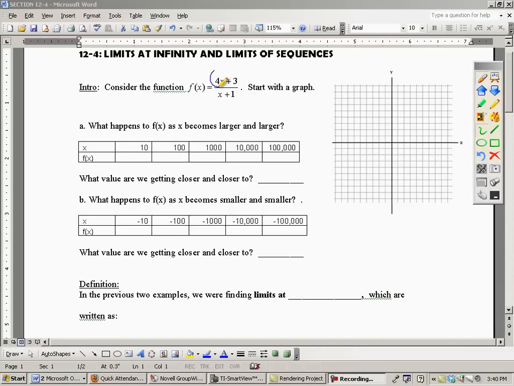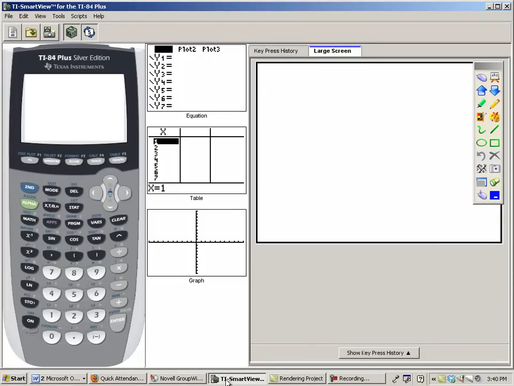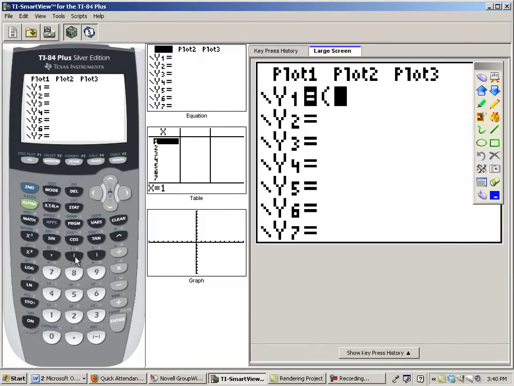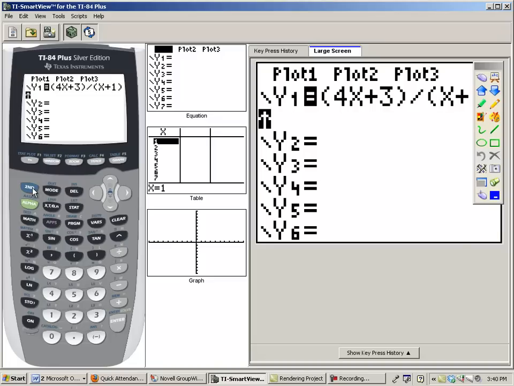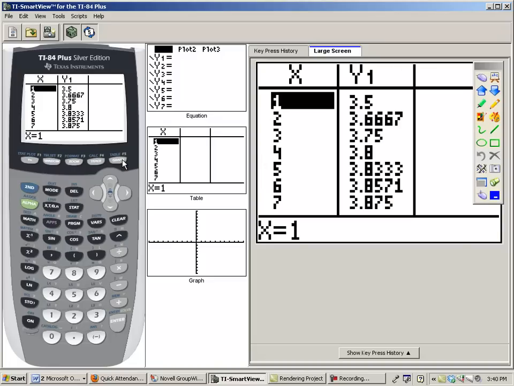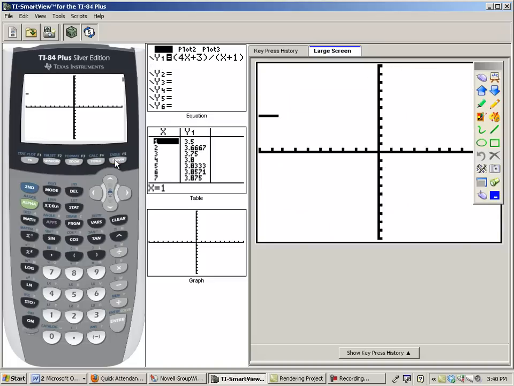And so what I want you to do is put this in your y equals. Don't forget to put in parentheses around the top and the bottom. And so I want to look there. And so what I'm going to do is go to my graph as well. 4x + 3 divided by x + 1. Okay, and we want to look at the graph. Oh, let me go to the graph instead of the table. Now take a look.